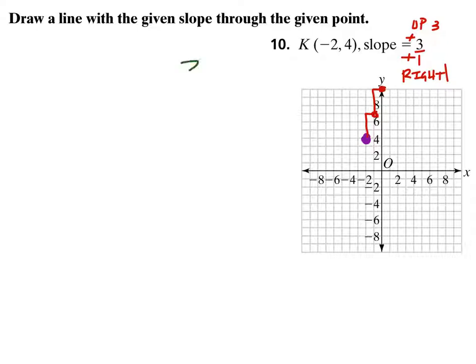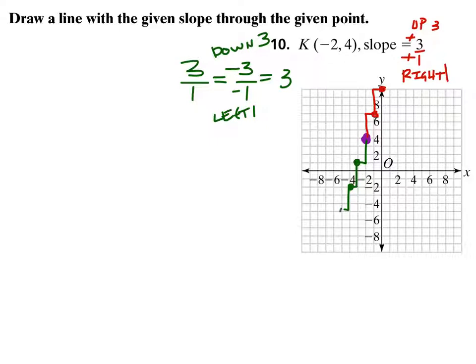So if I have a slope of up 3 to the right 1, I can also say that I've got down 3 and to the left 1. And this would simplify to a positive 3 either way. So I can show that I would go down 3 and then to the left 1 also. So down 3 to the left 1, again it shows that linear pattern there. And we'll connect all these with the line here in a moment. Down 3 to the left 1.